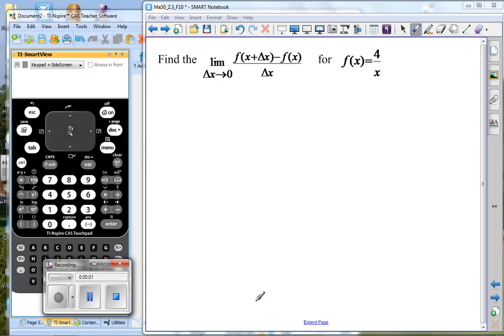The fifth part of this lecture for section 2.3. As I was saying, this is the same type of problem as we just looked at. The difference is that it's a little more abstract, and we are now given the function 4 divided by x that we are to use with this.